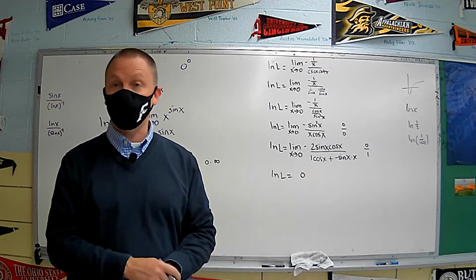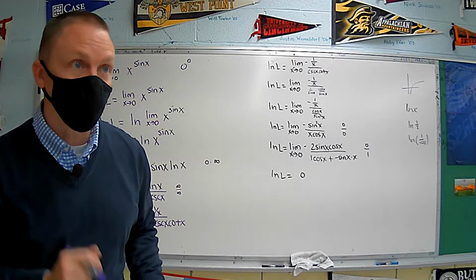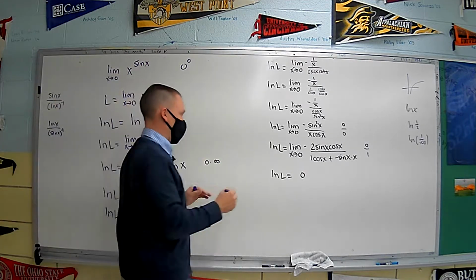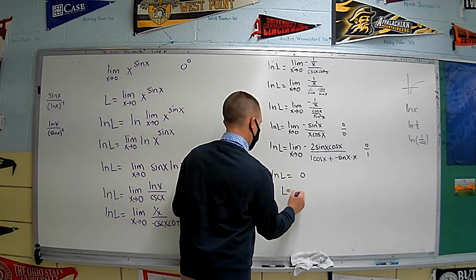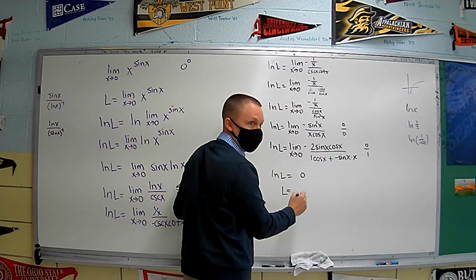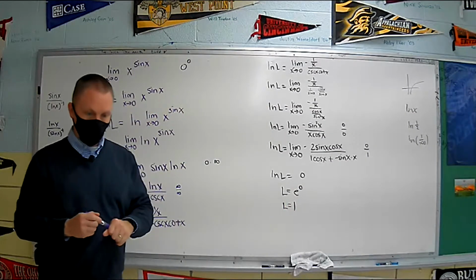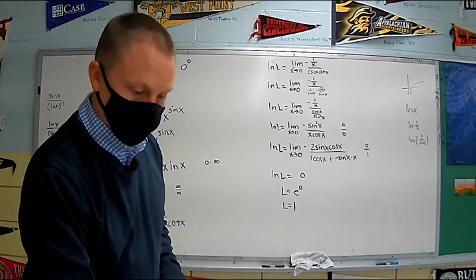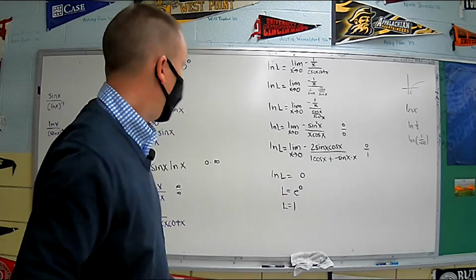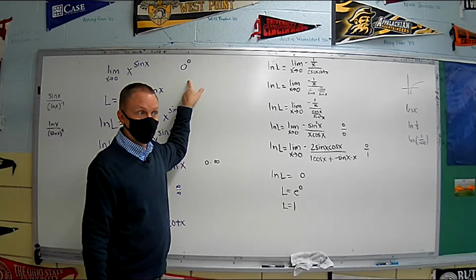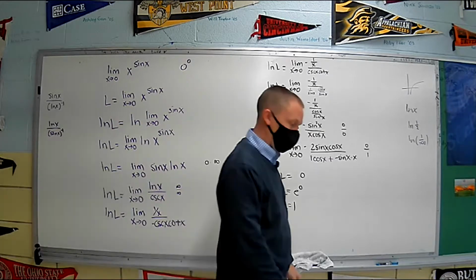0 is not the answer to our problem. 0 is the natural log of the answer to our problem. So the answer to our problem is e to the 0, which is 1. Okay? All that for 1. All that for 0 to the 0 actually ended up being 1 in this case. Kind of annoying. But it's okay.